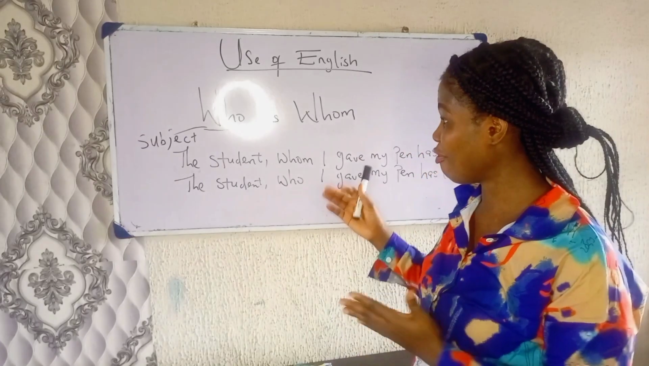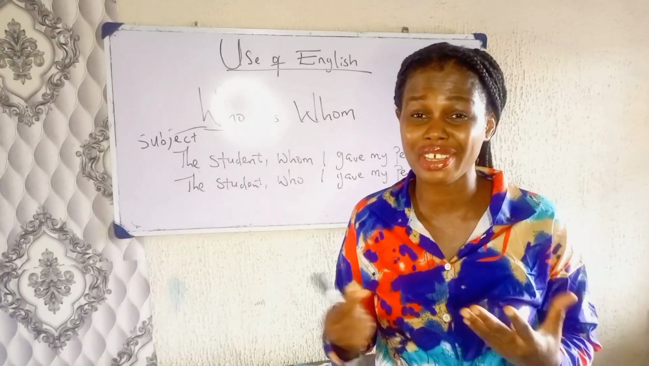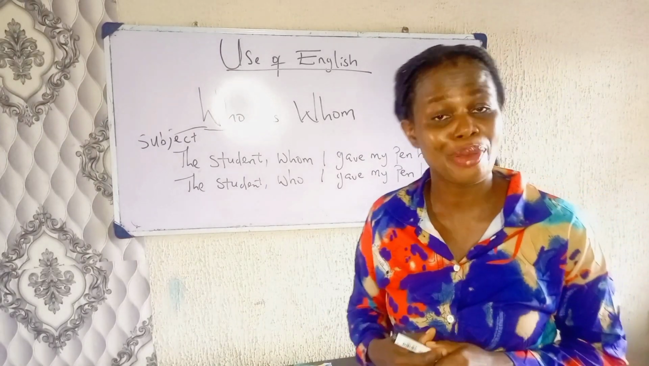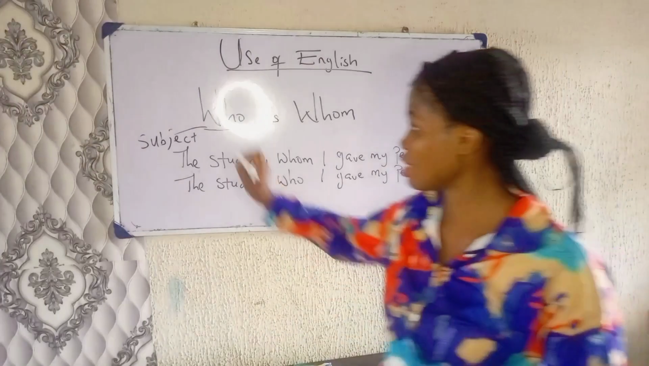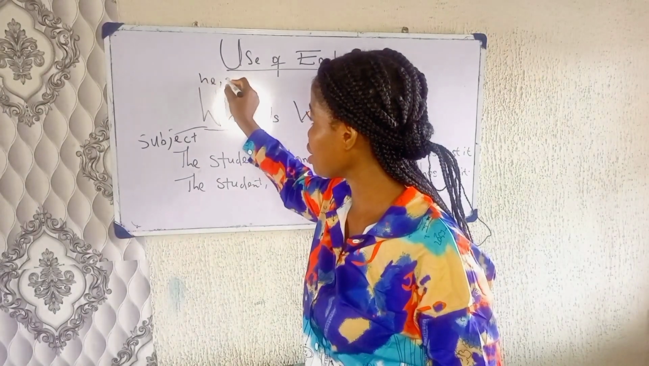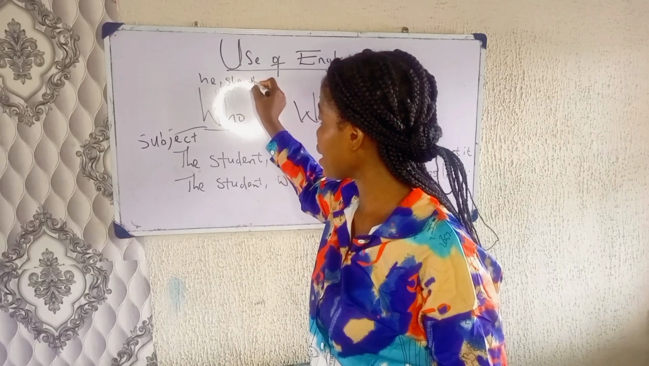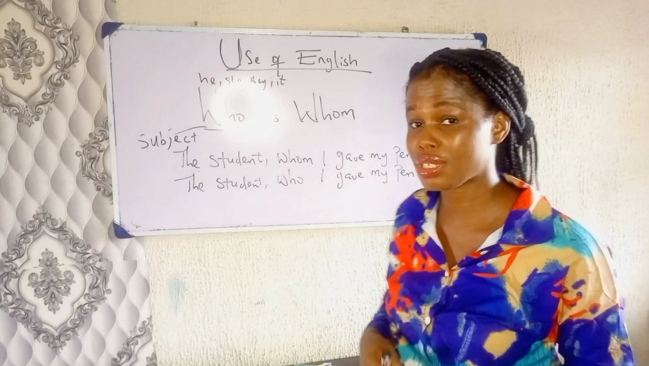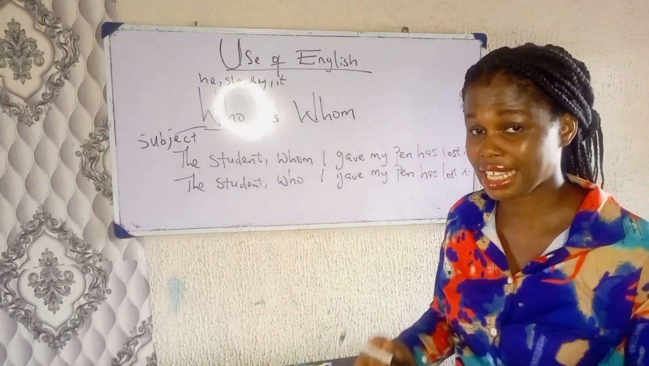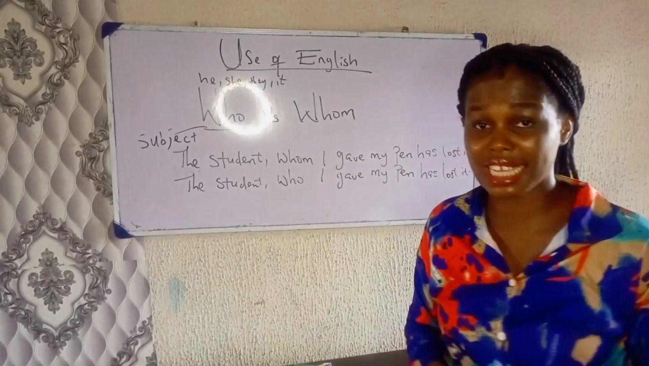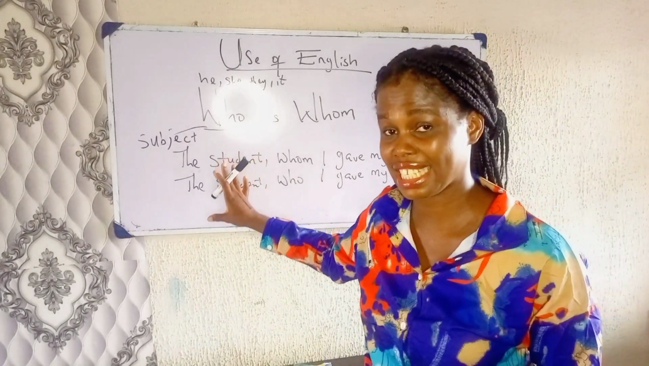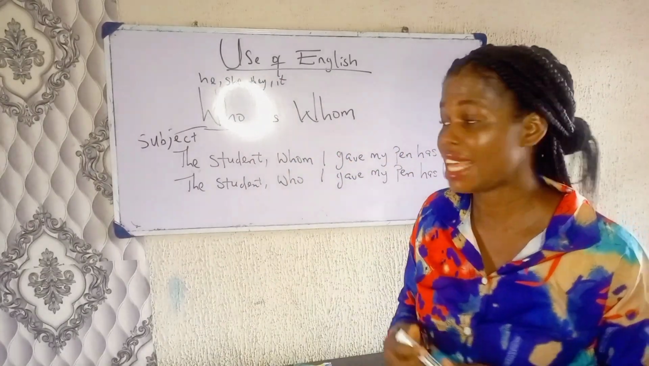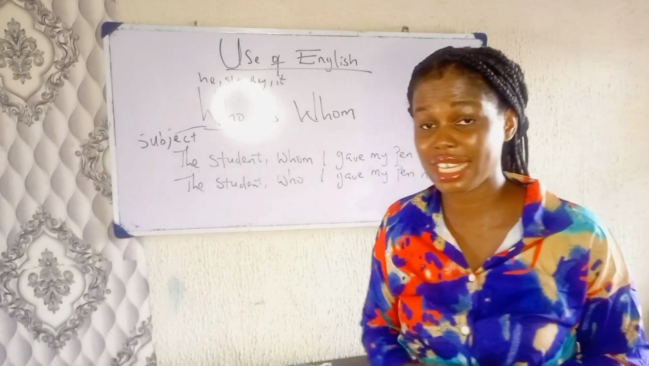Now, a very good way of knowing if who is correctly used in a sentence is by replacing who with a subject personal pronoun. Subject personal pronouns include he, she, they, it. They are used as the subject of a sentence or of a verb. Wherever who occurs in a sentence and you are able to replace it with any of these and the sentence makes sense, then know that who is correctly used in the sentence.